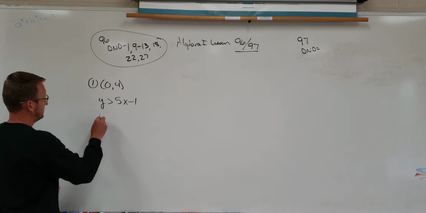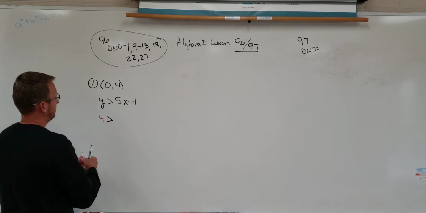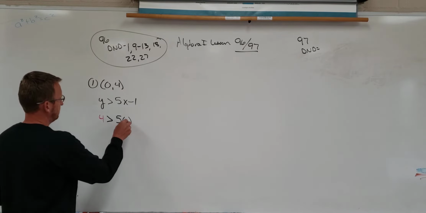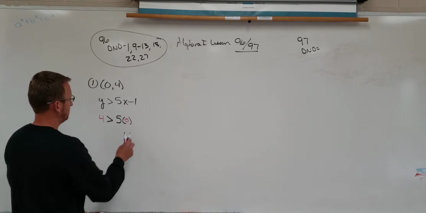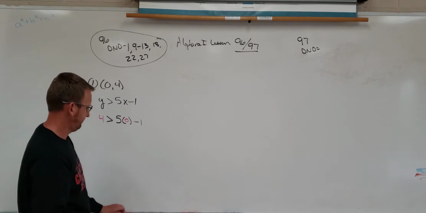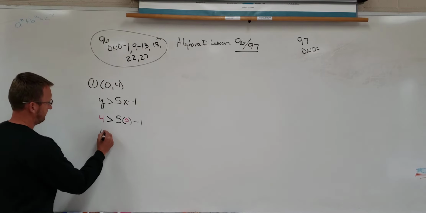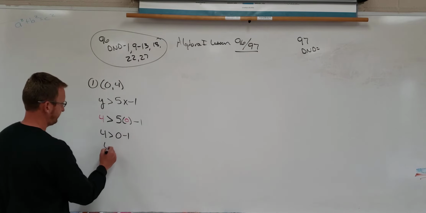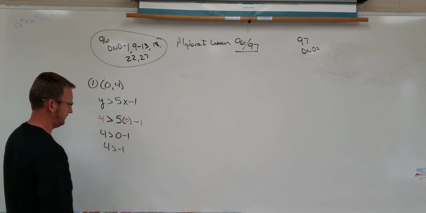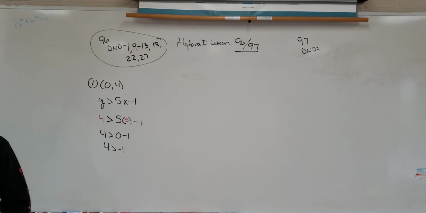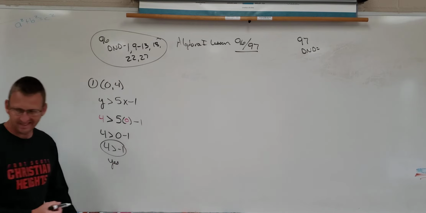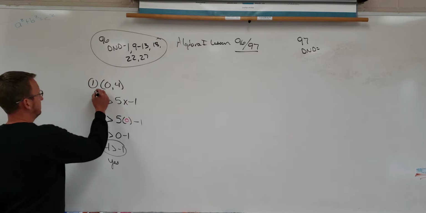So y is 4, greater than 5 times x, which is 0, and then minus 1. And now you just solve. So we have 4 is greater than, 5 times 0 is 0, minus 1. 4 is greater than -1. And if that's true, then that works. So your answer on 1A, technically, would be yes.